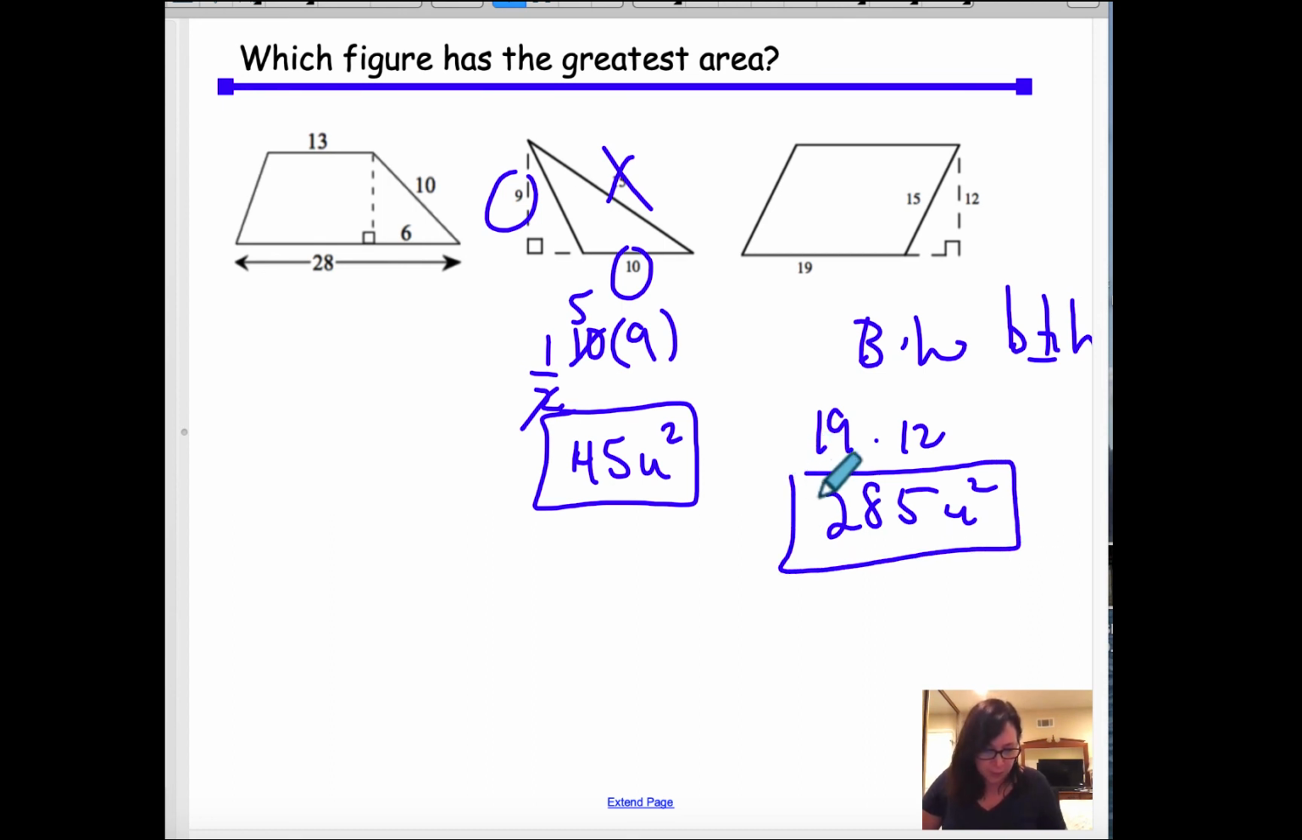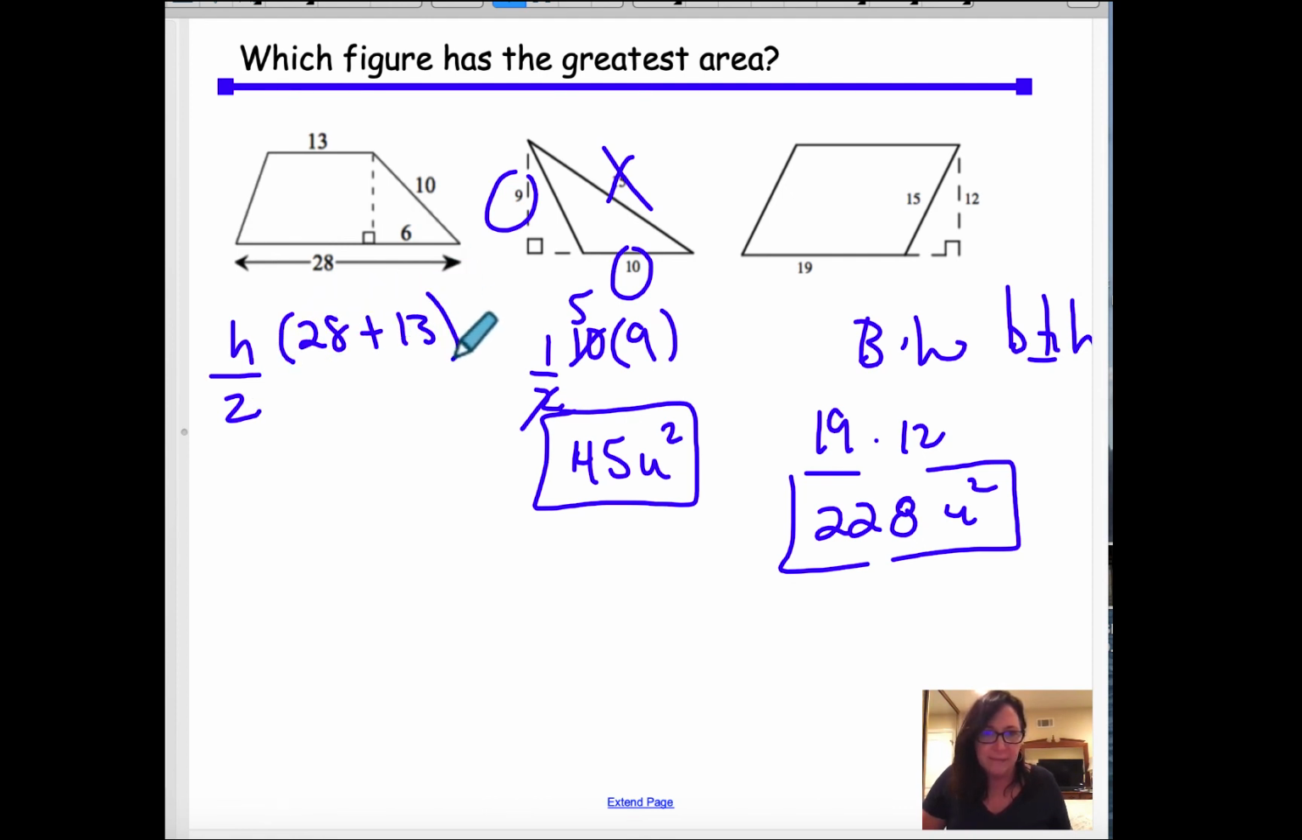12 times, oops, oh, that's not right. That's not right. Hold on. 19 times 12 is 228. Okay, see, who says calculators are always right? 228. Okay, lastly, you've got, that's a trapezoid. So we've got height divided by 2 times the sum of the bases. Sum of the bases are 28 plus 13. Okay, here's the thing with that. That's 41. So I've got height times 41 divided by 2. I don't have a height, but oh boy, there's my height, right?